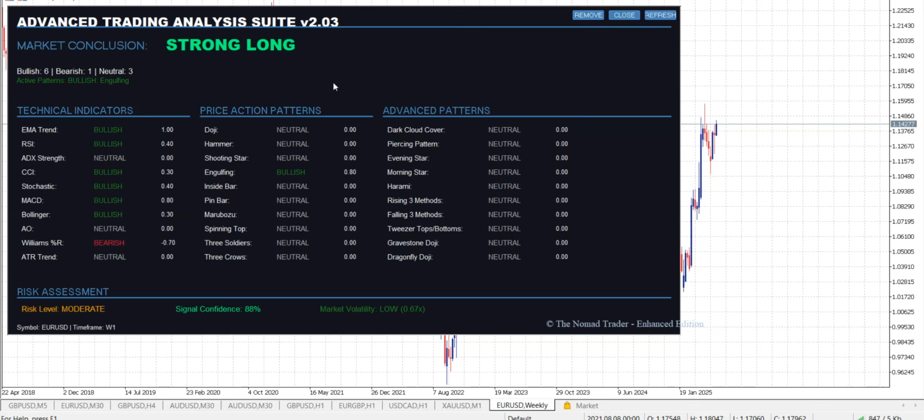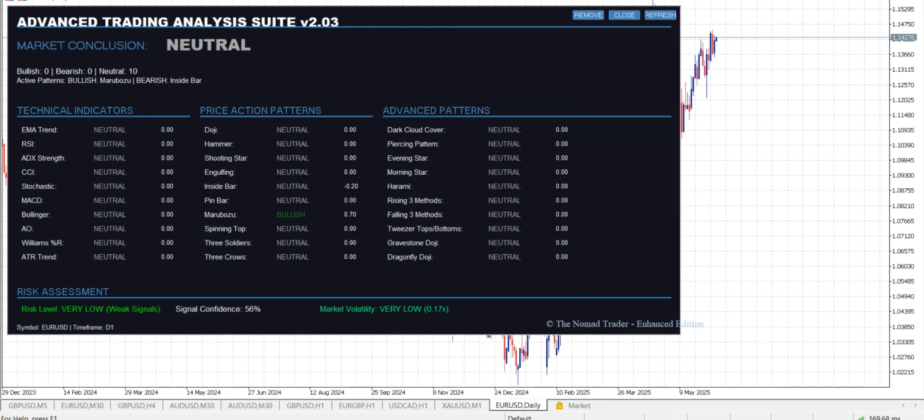Okay, it is very interesting. So we have a bullish engulfing. We have some confirmations as well. So yeah, it is interesting. The daily, how is the daily looking? Let's see. It's weak long.